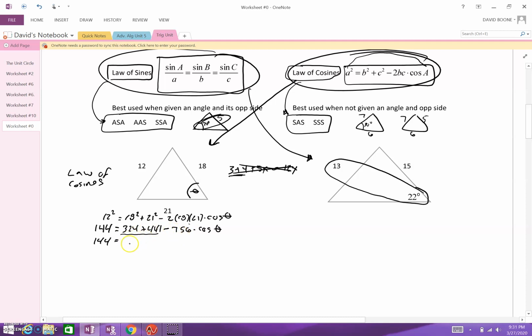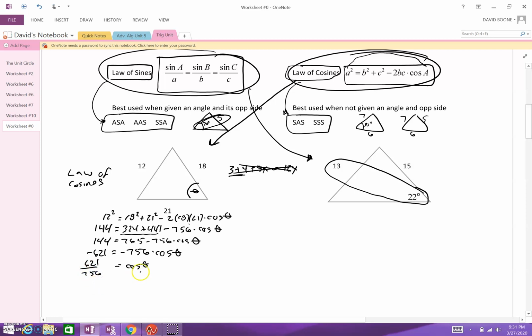So 324 plus 441 is 765. Then this is minus 756 times the cosine of theta. I would then subtract 765 from both sides to get negative 621, which would then equal negative 756 times the cosine of theta. And now I'm going to divide by negative 756, so I'd have cosine of theta equals, and negative divided by negative would be a positive, so this would be 621 over 756.